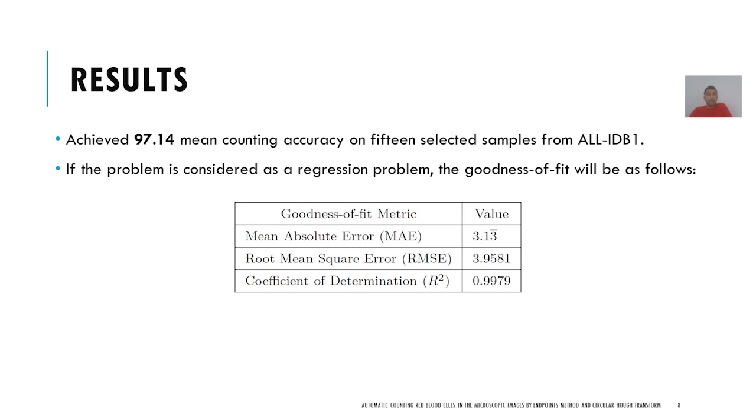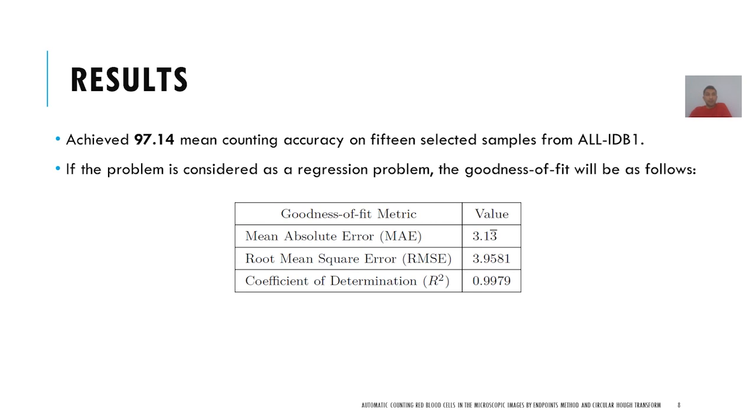We selected 15 images from the ALL-IDB1 dataset and applied the EndPoints method to them, and we achieved 97.14 mean accuracy with the newly defined counting accuracy metric. The counting accuracy metric is designed to detect errors in counted red blood cells that are covered by another miscalculation.